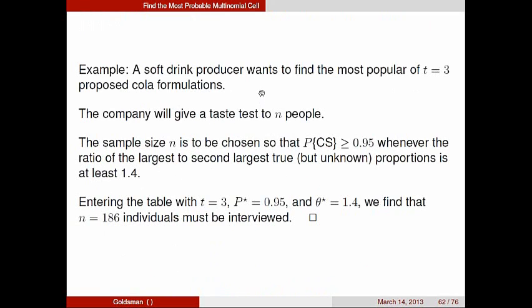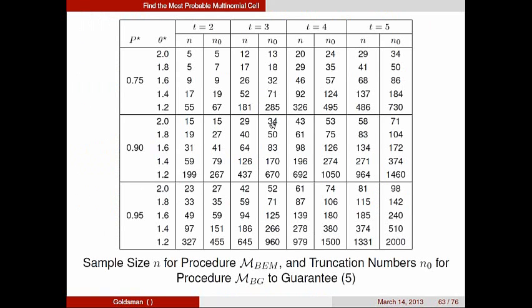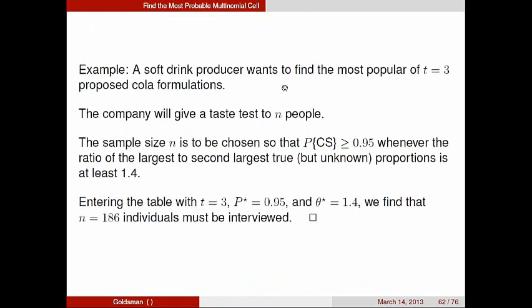And here's an example. Whoops, let me click back up. A soft drink producer wants the most popular cola product, and I think there's 3 of them. Actually, I can't see this stuff on the right. The company will give a taste test to N people. I want to know what sample size I need to pick the best of the 3 colas with probability of correct selection at least 95% whenever the ratio of the biggest probability to the second is 1.4.